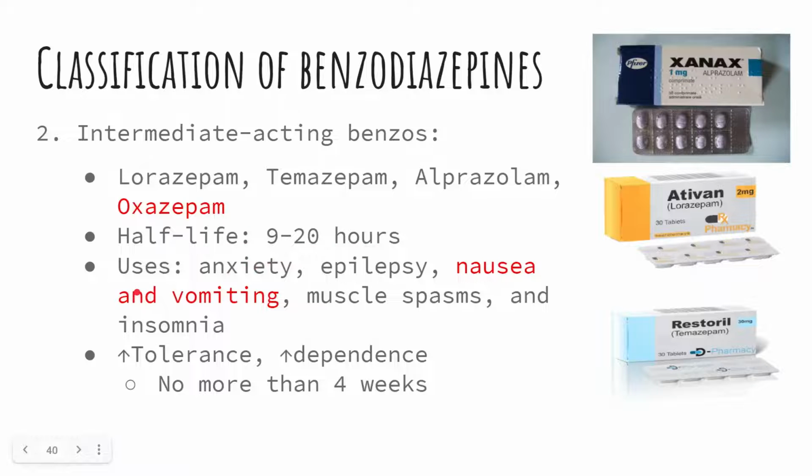The uses of intermediate acting benzos are for anxiety, epilepsy, nausea and vomiting. Now I put it in red because it's unusual. This is the first time we include nausea and vomiting as an indication for benzodiazepines. What does that have to do with it? We just talked about anxiety and insomnia. What does nausea and vomiting have to do with this? After some research I found that they are given for nausea and vomiting when it is caused by anxiety, because one of the symptoms of anxiety is nausea and vomiting, especially when it's a little bit severe. So we can give benzodiazepines to treat such a thing. Muscle spasms, we've already said that, and insomnia.